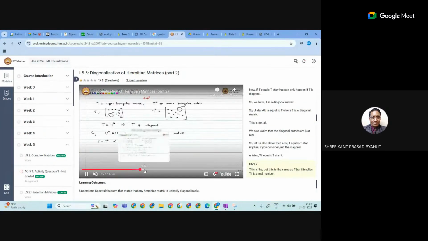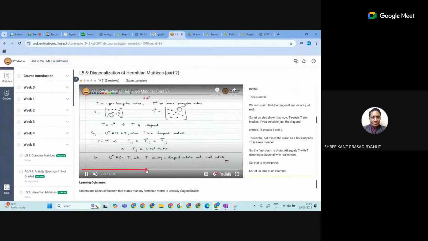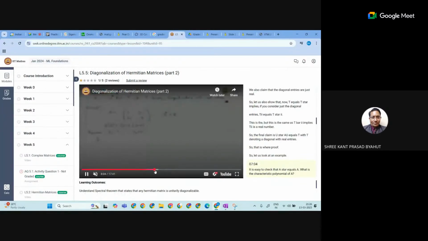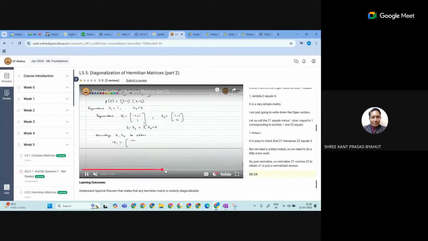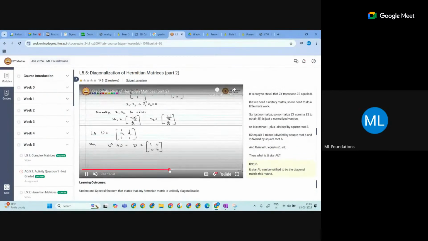After calculating this, you have to compute the upper triangular matrix as U star A U. We have to calculate A U first, and then calculate with U star. The matrix T will be upper triangular. This is the standard procedure, but it is a long process.